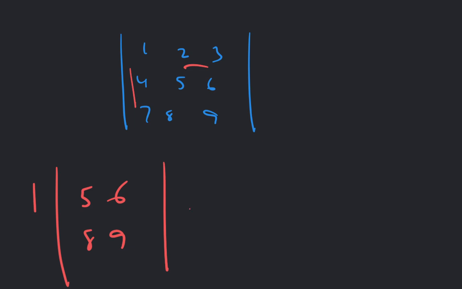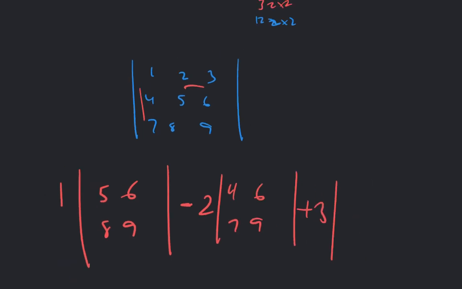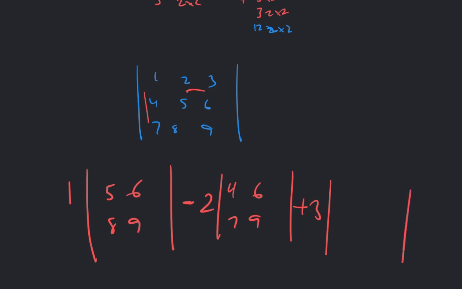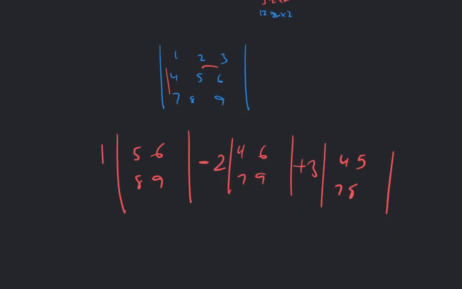and then you have to subtract, and then you go to the next number, 2, and then you cross this out: 4 6 7 9, and then plus for the 3, and that's 4 5 7 8. This is known as the cover-up method.